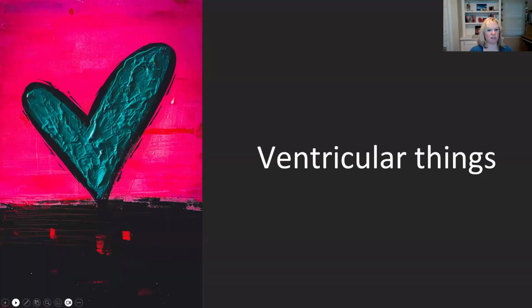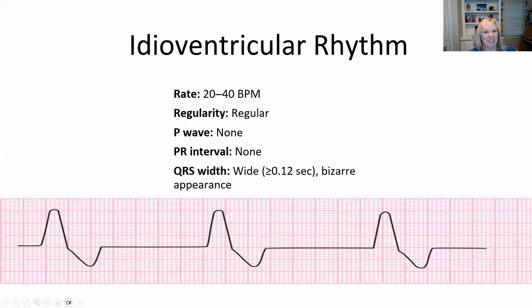All right, let's do the ventricular things. Okay, now, what do you notice about the QRS complex that is abnormal? It is wide, exactly. More than 0.12, or 120, or 3 small boxes, right? It's still regular, actually. And this is called an idioventricular rhythm.